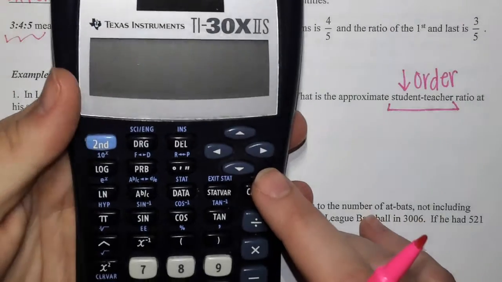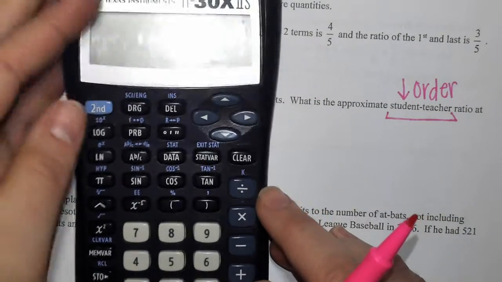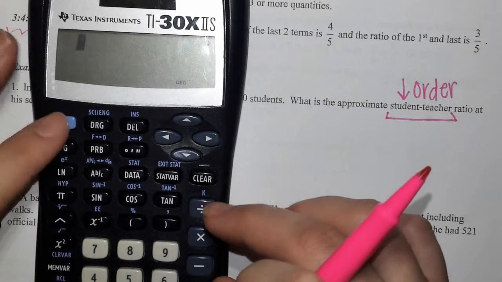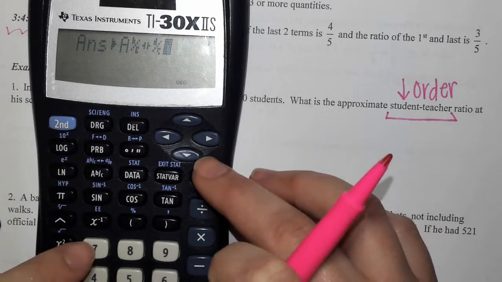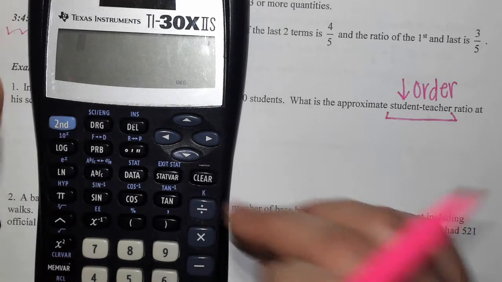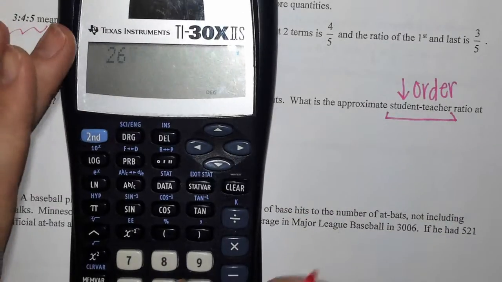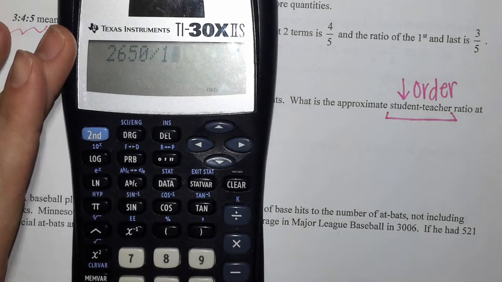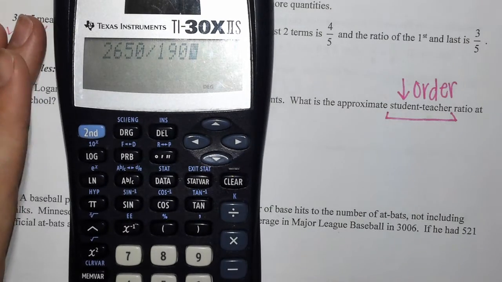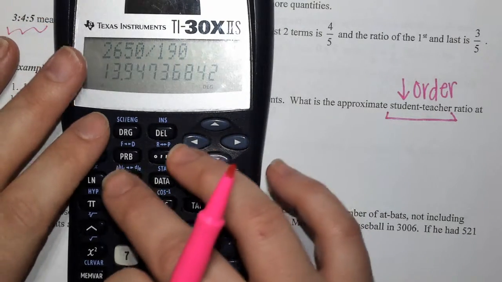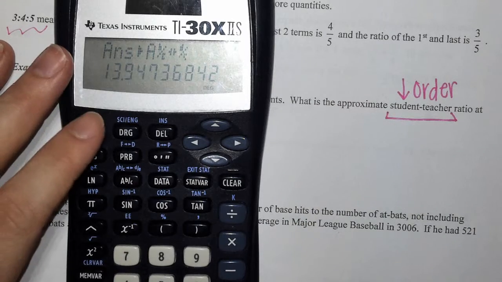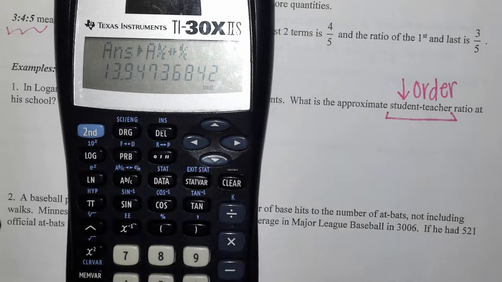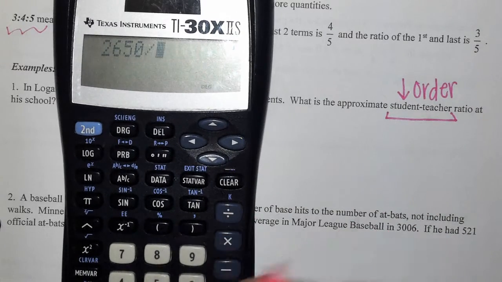Okay, Michael P., tell me what to press. Press second. You click second, and then A, B. I put the number in first. Okay, 2650 divided by 190. And then can I press enter? You should just do fraction to decimal. If you do it that way, you can do fraction to decimal. Okay, Kirsten, will you please come show me where fraction to decimal is?